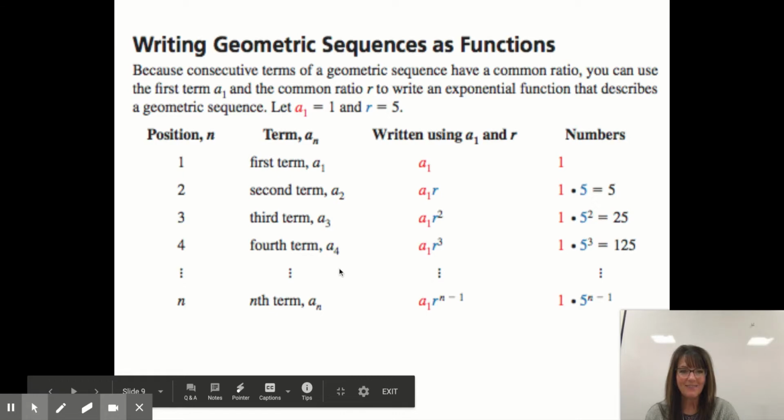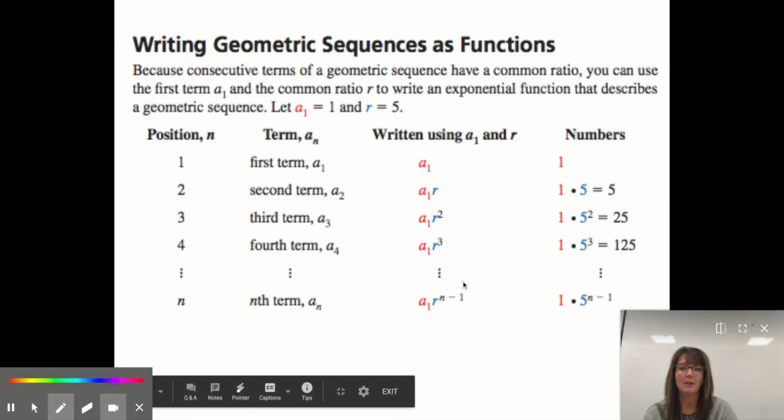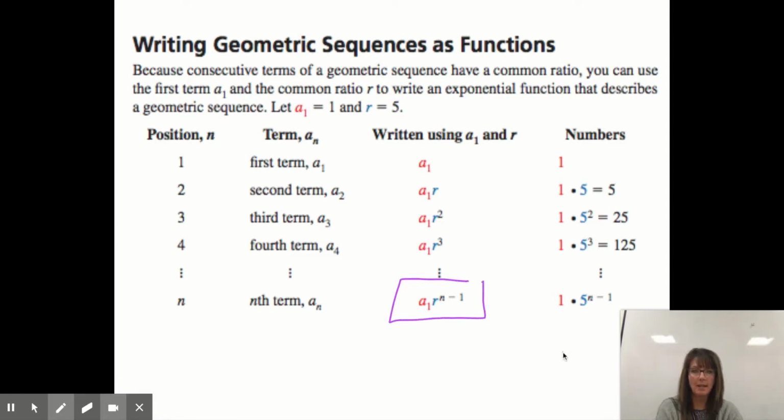Now we get to write the function. All right, here we go. So we've kind of been through this before with the arithmetic. I'm just going to take you right here. I'll let you take some time if you want to pause and explore this table. It's also in your textbook, which you can access online if you need to. But in this case, because of the number of times that is a factor, right? Like if the common ratio is 5, which it is, r is equal to 5.